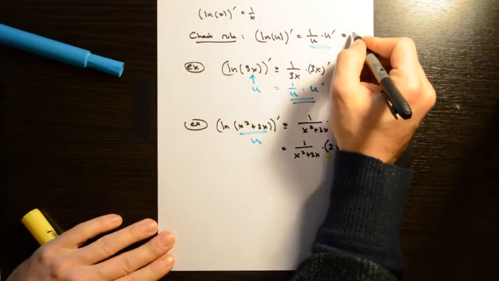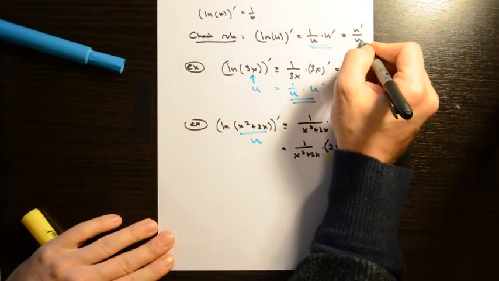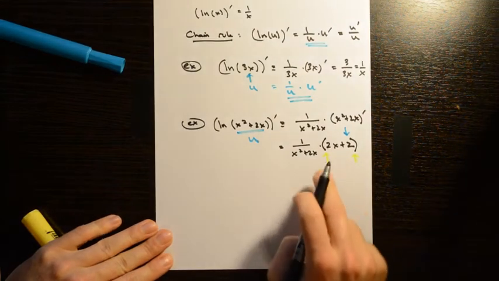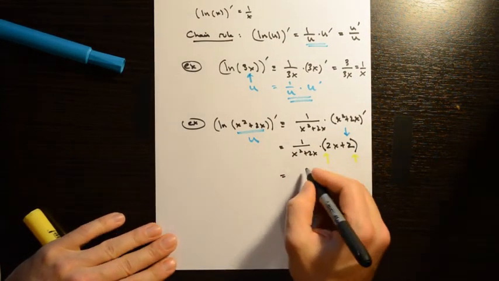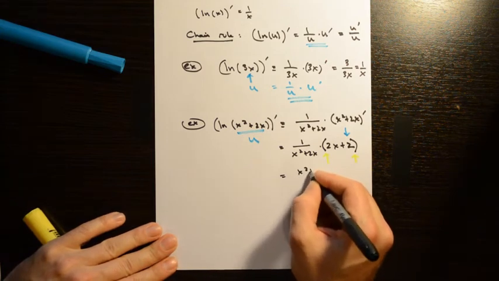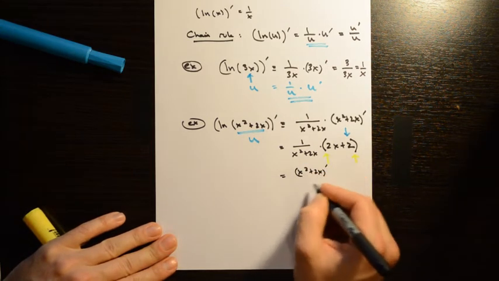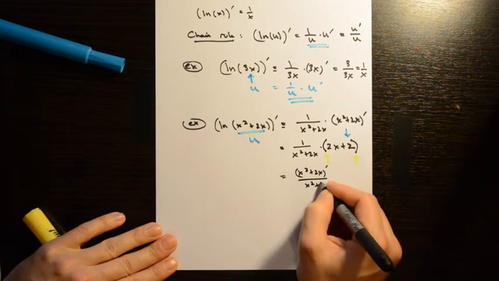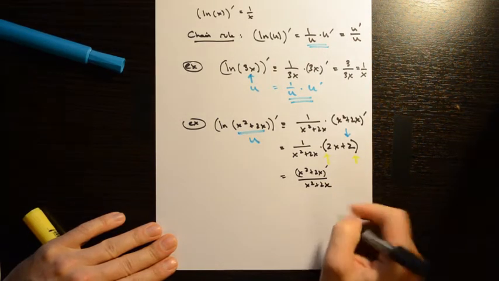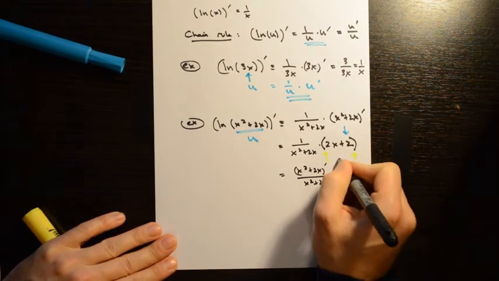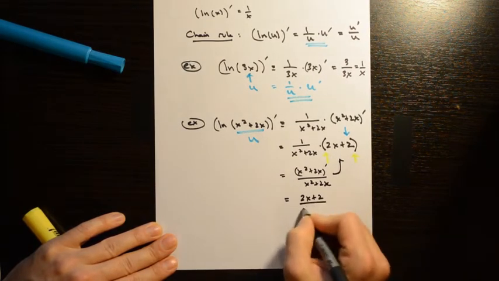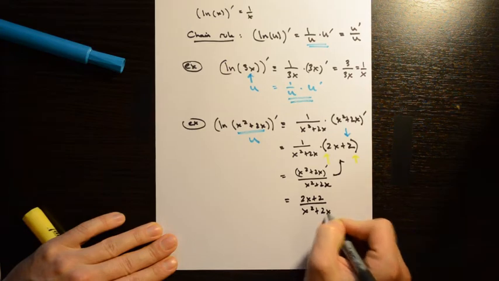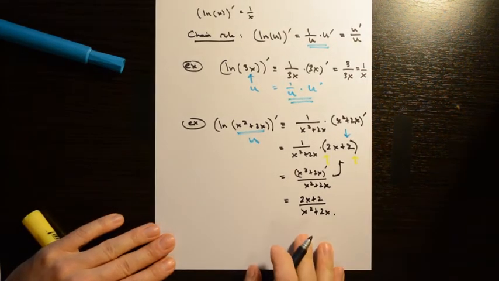Sometimes people will write this rule as u prime divided by u to save space. In doing that, you won't run into this parenthesis issue, because your problem will look like x squared plus 2x prime divided by x squared plus 2x, and then you don't have to worry about these parentheses, and you go back to this right away, 2x plus 2 divided by x squared plus 2x.